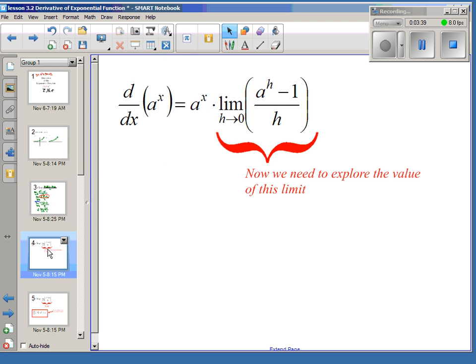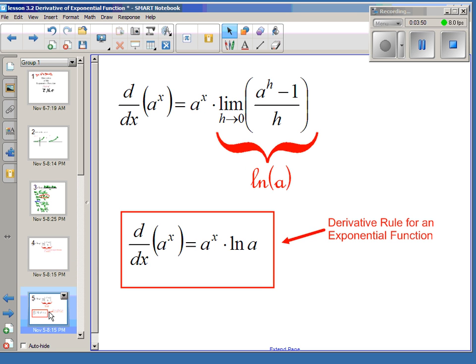And if we were in class, we would be able to explore this and do a little activity with it. And we will do that on Monday just to go through it quick. But you are going to have to believe me and follow blindly that when I say that the limit as h approaches 0 of a to the h minus 1 all over h is the same as the natural log of a. So our rule for exponential functions is, if we have some function a to the x, the derivative is a to the x times the natural log of a.